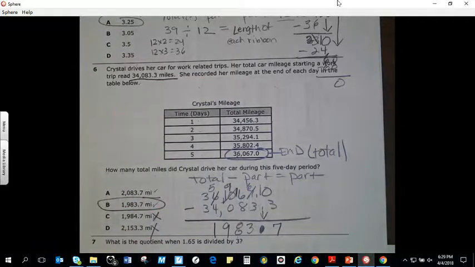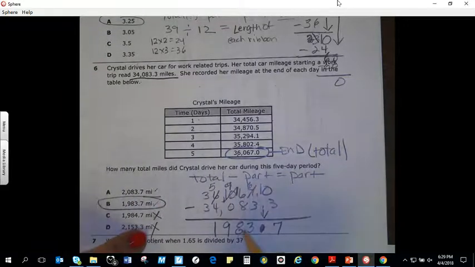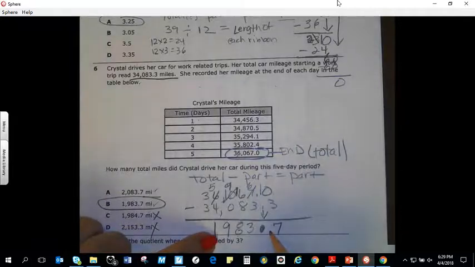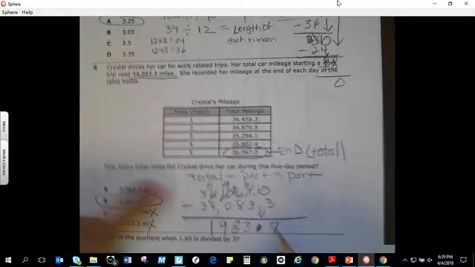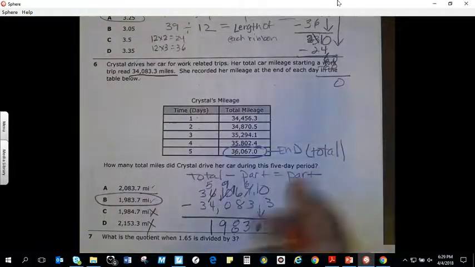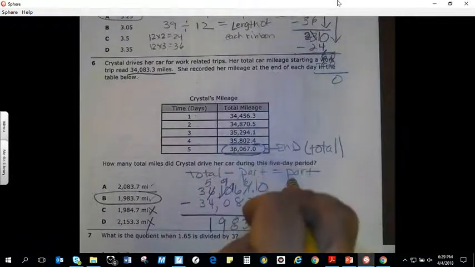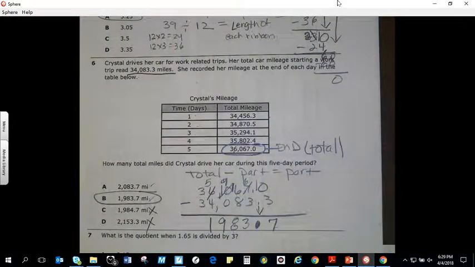Remember to check your work. You're going to do the inverse, so you'll add. So you'll be 1,983.7 plus 34,083.3 will equal your 36,067 miles. All right, let's look at number 7.